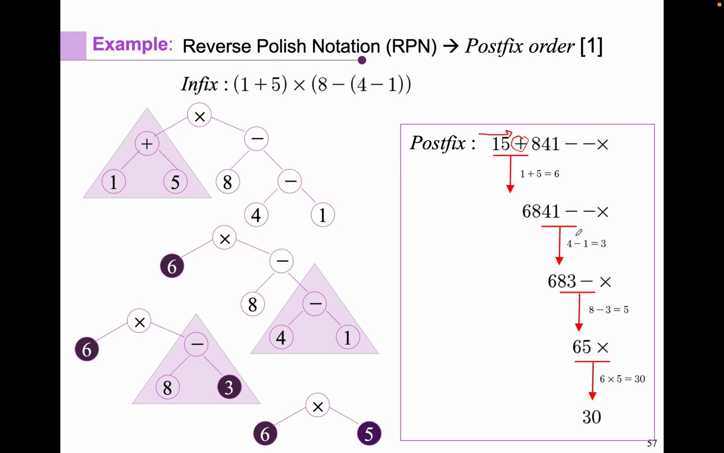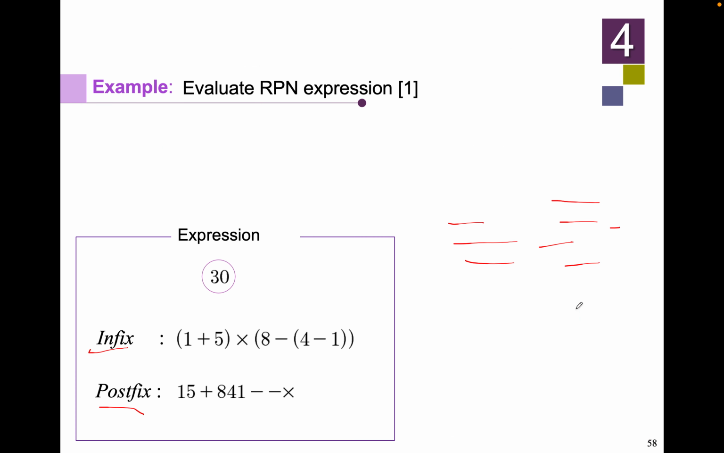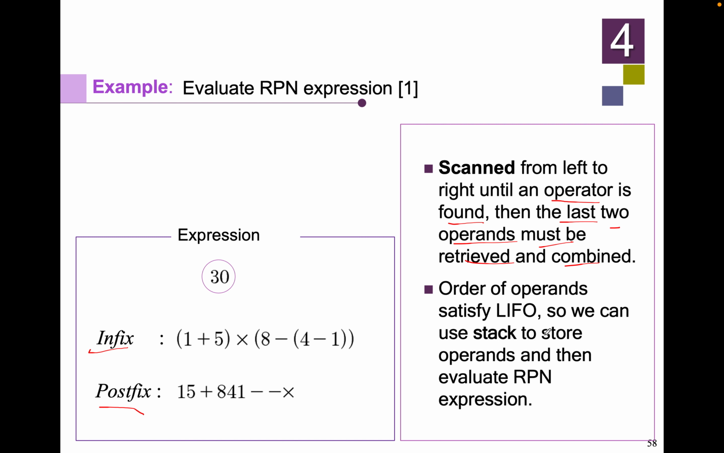That's why you scan from left to right, you find this operation, and the last 2 digits here you combine and do the operation. After that, you store the result here, right? Then you scan again, left to right, until you meet the next operation, and the last 2 digits you combine, and so on. So these are the instructions.